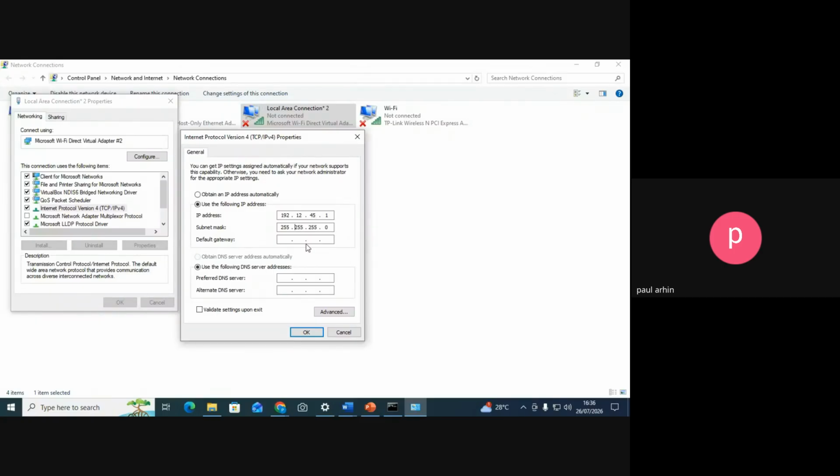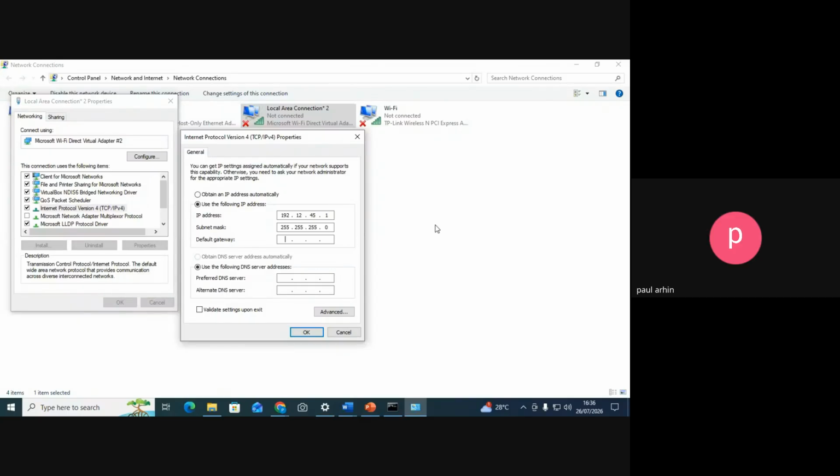Then lastly, for a class C IP address, that's 192.45.40. Then you enter here, you see it. Now it is 255.255.255.0. So every IP address you assign comes with a default subnet mask. It is also strengthening it being part of a network.